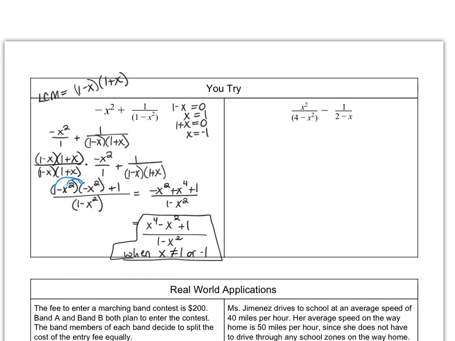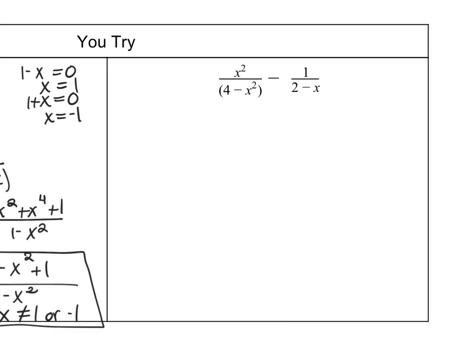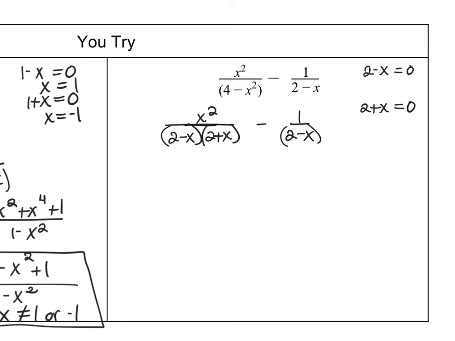All right, ready to try the next one? Pay attention, this one is subtraction. So you've probably got it down now. You know that the first thing we're going to do is always factor out those denominators. And that pretty easily gives us our excluded values. And once again, here we're going to have 2 of them, +2 and -2.